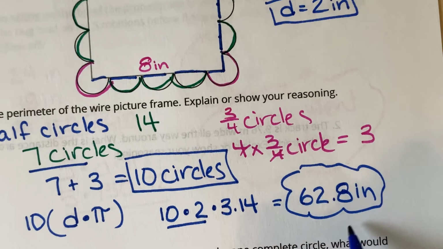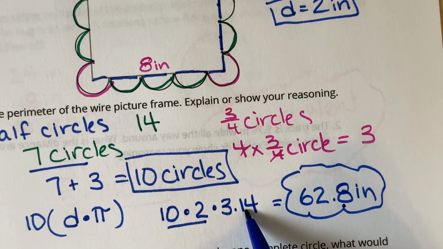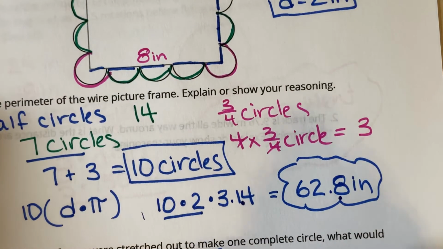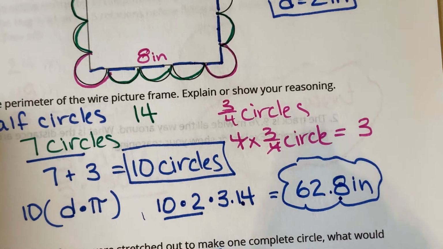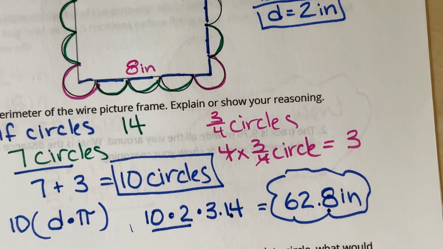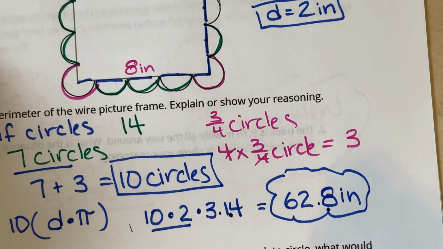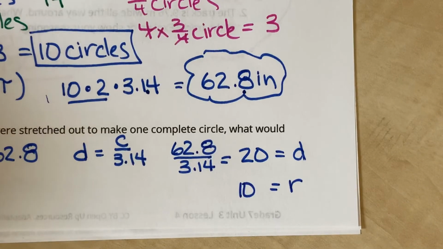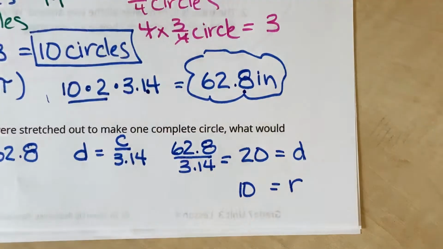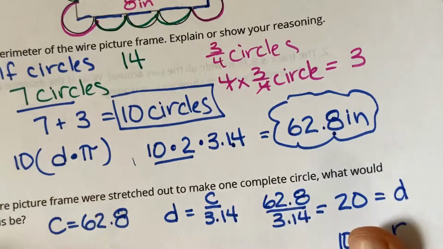So if I look backwards, if I did 62.8 divided by 3.14, I should get 20, about that, right? And then that's the diameter. My radius is half of that. So my radius of a big circle would be 10. Okay, so it's just taking information you do know and putting it all together to make whatever you want to make out of it.